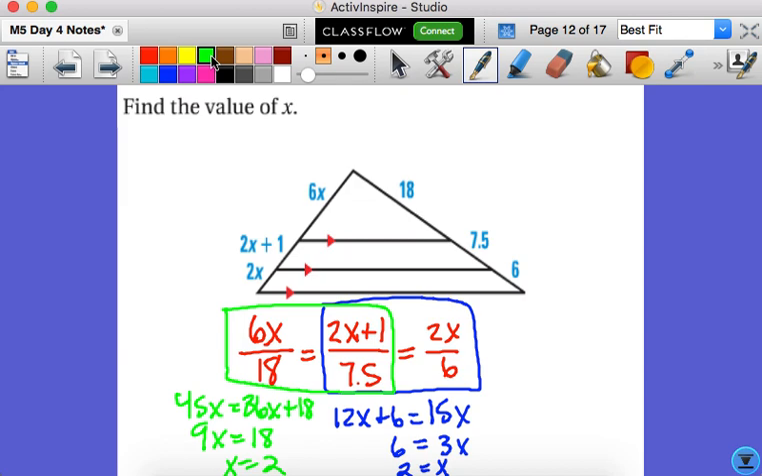So then we want to double back and look at one of the other proportions that we have, because in this case we had three ratios that we could look at, and one of them ends up giving us the correct answer.